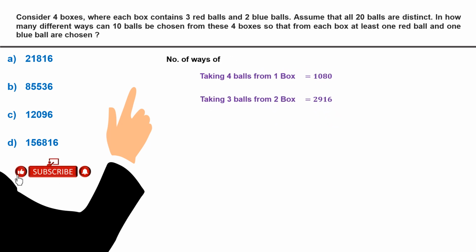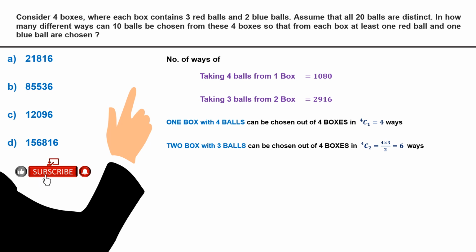We analyzed the problem when we assume that box 1 has 4 balls, and box 1 and 2 have 3 balls each. But I'm not sure why I selected box 1. I can place that 4 balls in box 1, box 2, box 3, or box 4. So that one box with 4 balls can be chosen out of 4 boxes in 4C1 ways, and the two boxes with 3 balls each can be selected out of 4 boxes in 4C2, that is 6 ways.